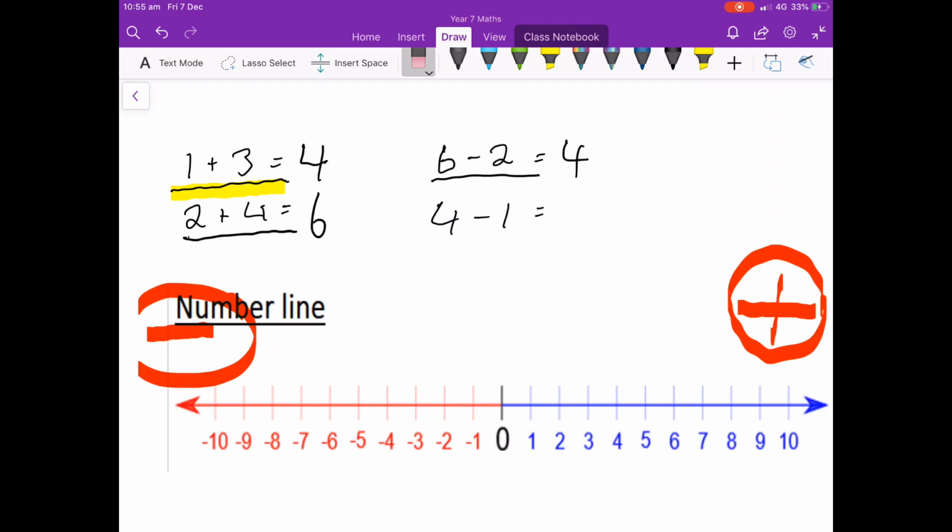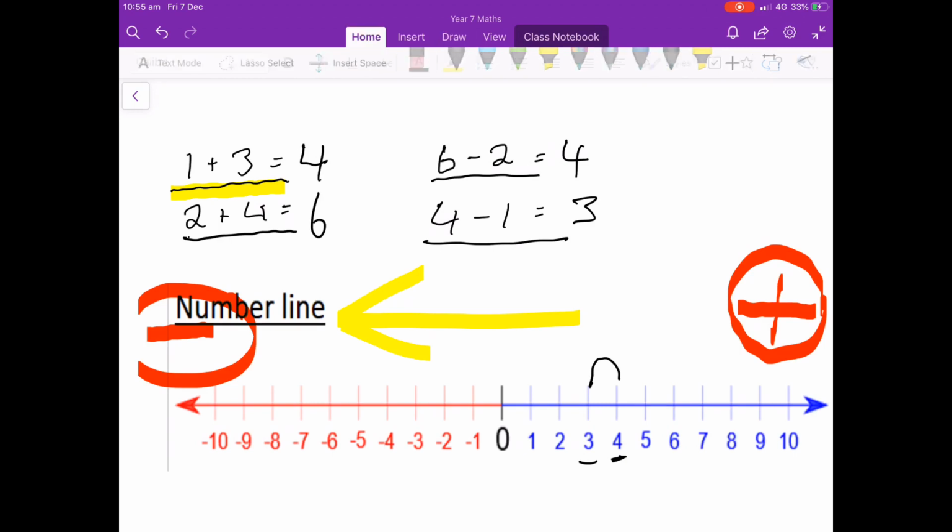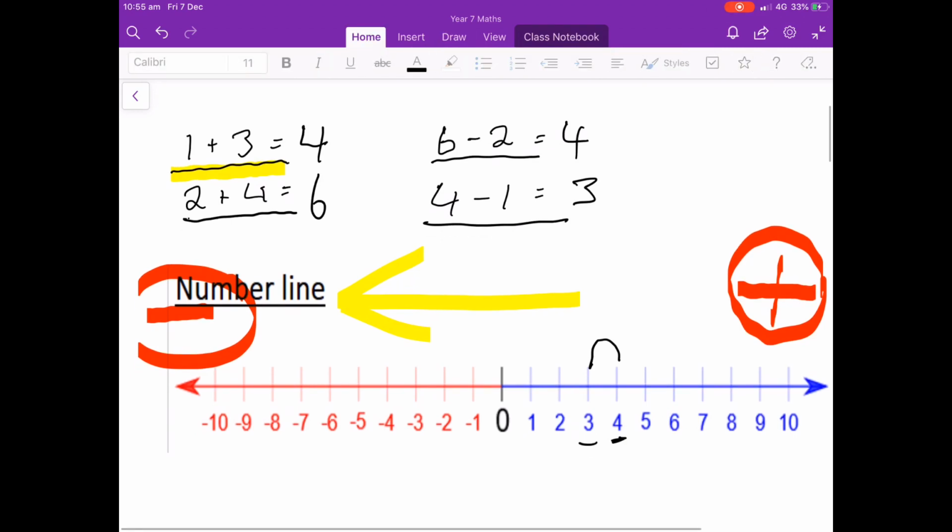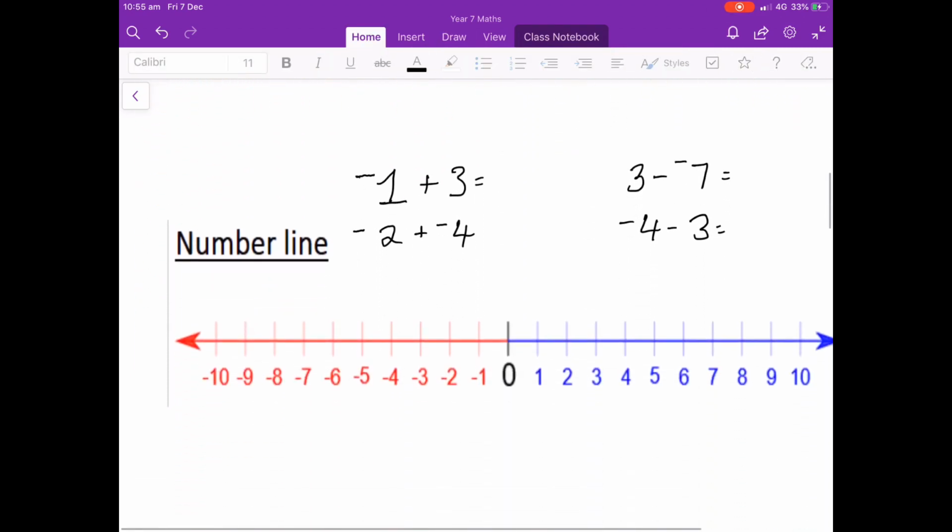The last one is obviously 4 minus 1, and again I'll be worried if you didn't know this. 4 minus 1, starting at 4, we're subtracting, we turn our body in that direction, and we're minusing 1. So our answer is 3. Okay, now we're going to start using some negative numbers. We'll go on to another number line where it's clean.